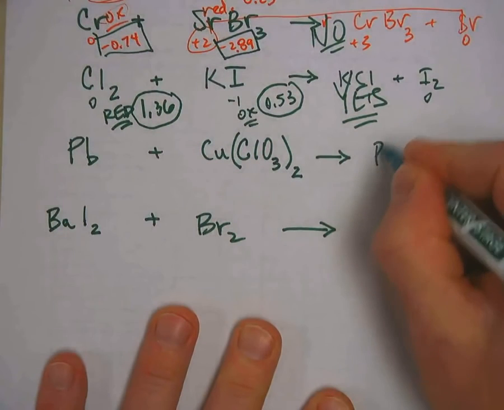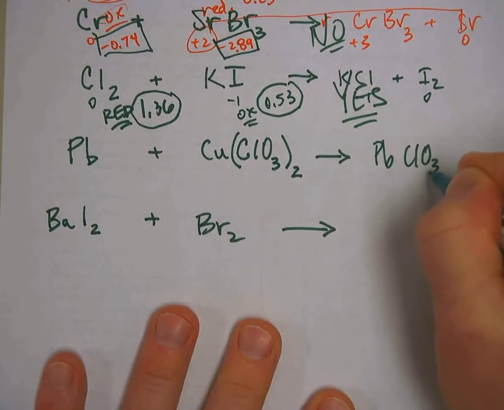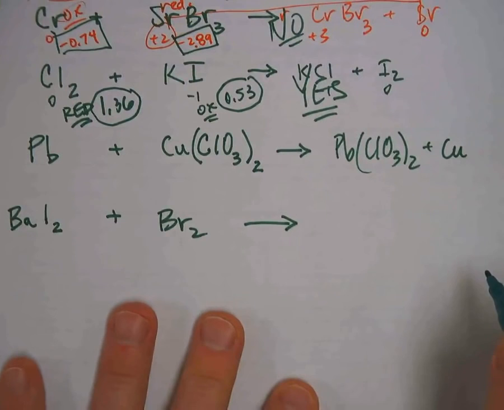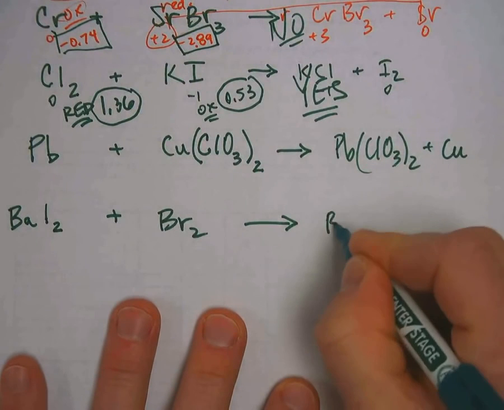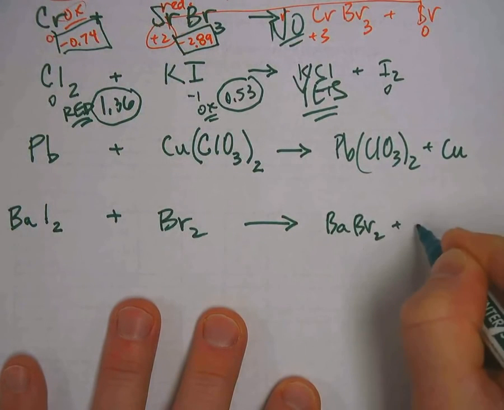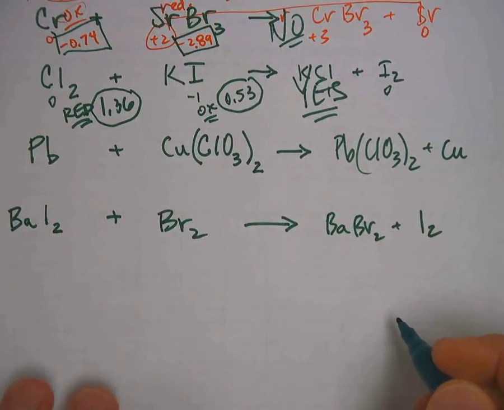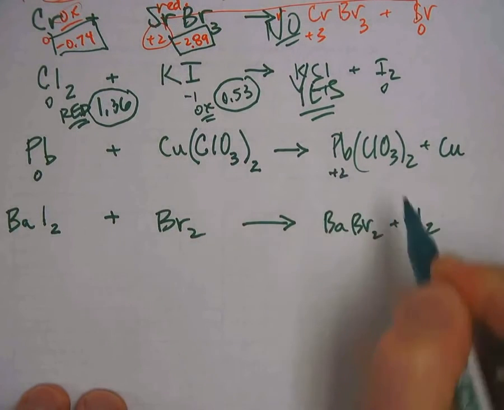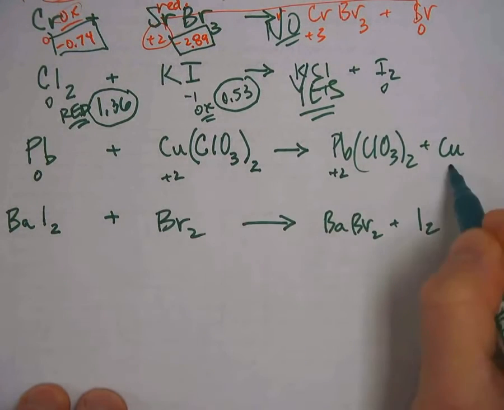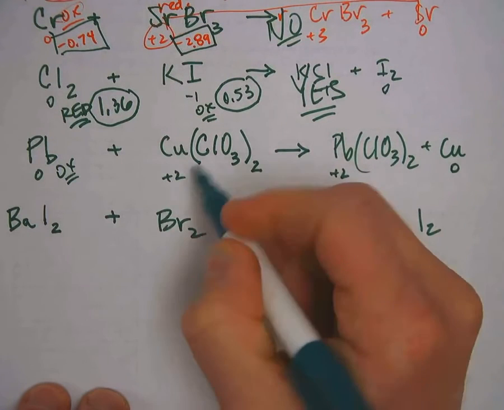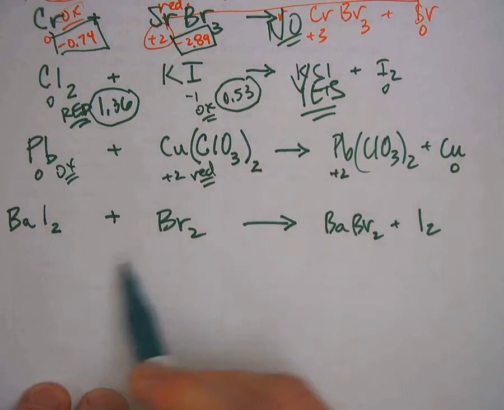Okay, this one would be PbClO3, 2, and it would make copper. I'll do both of them at the same time. This one would make barium bromide and some iodine off by itself. Lead here is 0. Here it's +2. Copper is +2 to 0. Therefore, lead is being oxidized and copper is being reduced.